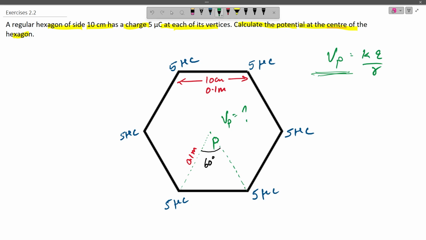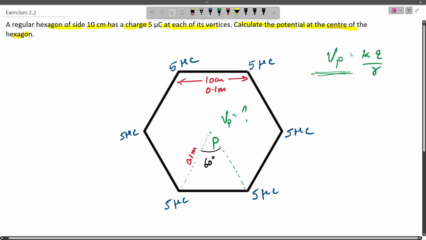Now for this system of charge, that is a hexagon pattern, we will have to find out potential at the center. Each side of the hexagon makes 60 degrees at the center, which makes it an equilateral triangle. Now for the equilateral triangle, each side is the same, that is each side of the hexagon is 0.1 meter, so the distance of the center from the vertex would also be equal to 0.1 meter.